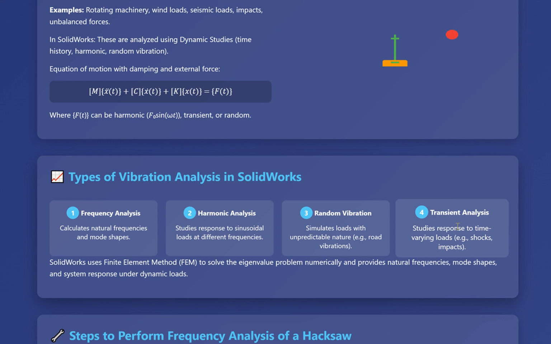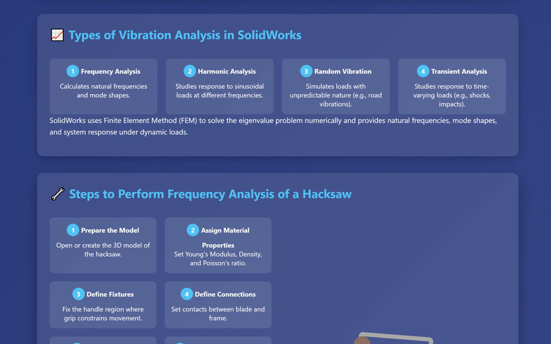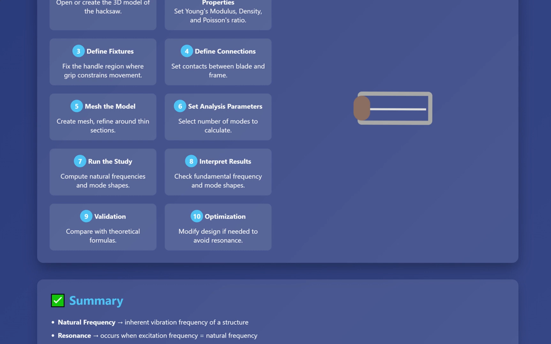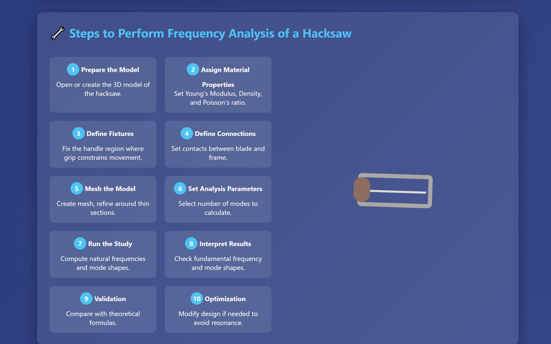SolidWorks uses the finite element method, or finite element analysis, to solve the eigenvalue problem numerically. At the same time, it provides natural frequencies, mode shapes, and how the system responds to frequency under different dynamic modes. There are various steps we are going to use. These are the key steps I'm going to demonstrate, to see how we can attain these frequencies in SolidWorks.